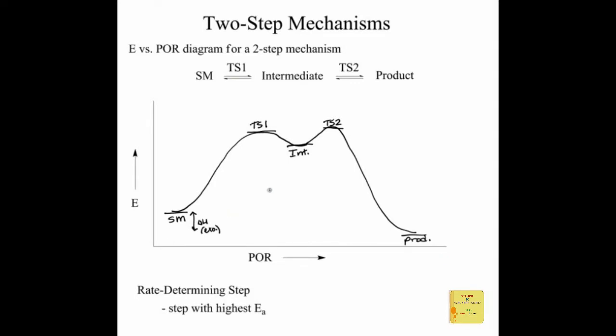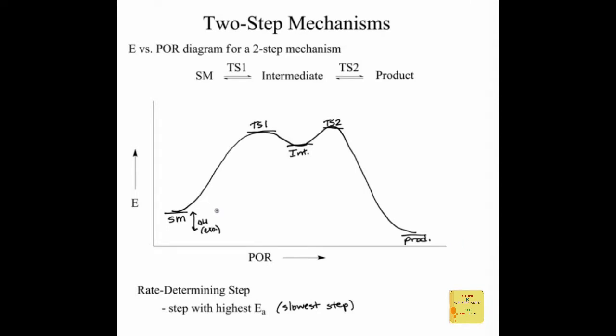Now when we have a two-step reaction, we can describe one of those steps as the rate determining step. The rate determining step is the step with the highest energy of activation, which is going to be our slowest step. So the rate at which that step occurs defines the rate of the overall reaction. Let's take a look at this diagram to see where we have our rate determining step.